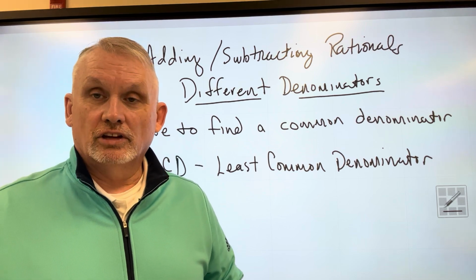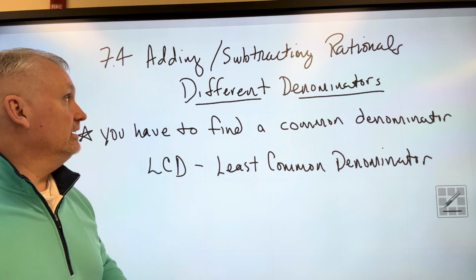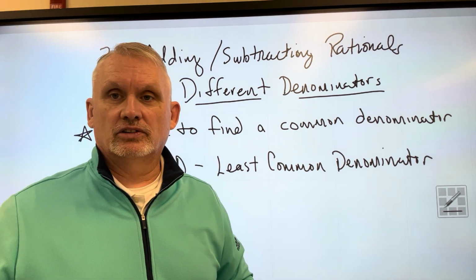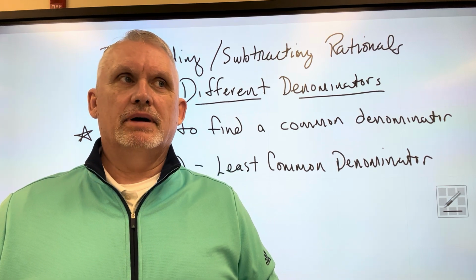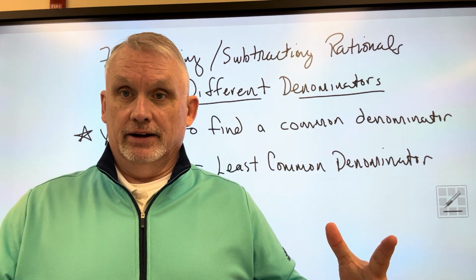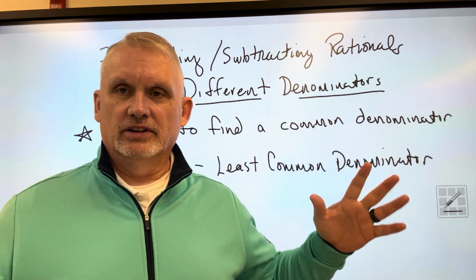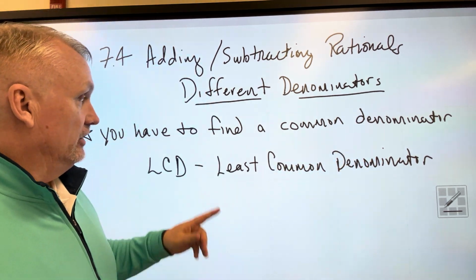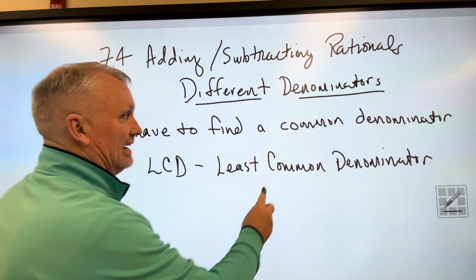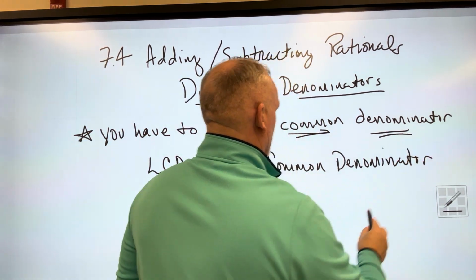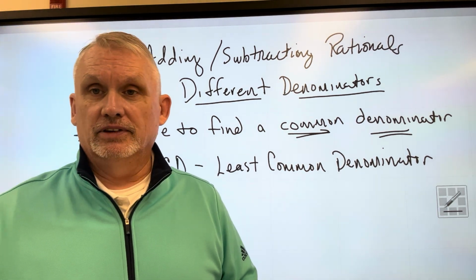Okay, so here is 7.4, and this is adding and subtracting rationals with a different denominator. We've spent a whole lot of time talking about same denominators. Now we're going to talk about how we do things with different denominators, and there's definitely a pattern to do this. So first of all, you have to find a common denominator, or what they call an LCD. That's what you have to do.